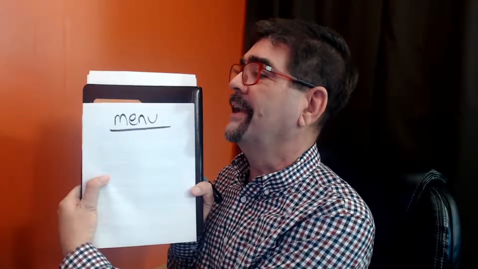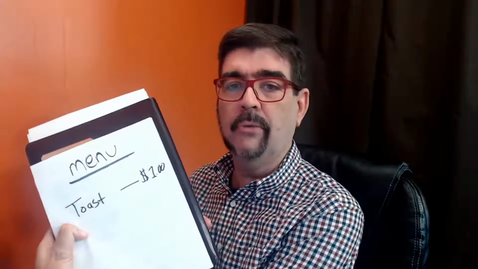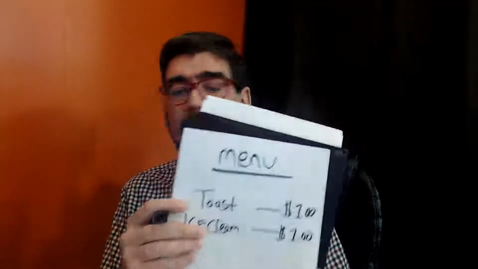So we go into a restaurant, and we pick it up, and we've got a menu. We've got toast, $1. And we're used to picking what we want. Now let's put something else on our menu here. We'll put ice cream, and we're going to make it the same price as toast. Hello, William. So we have basically here a menu.